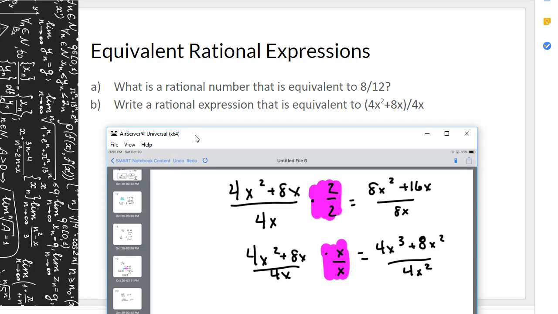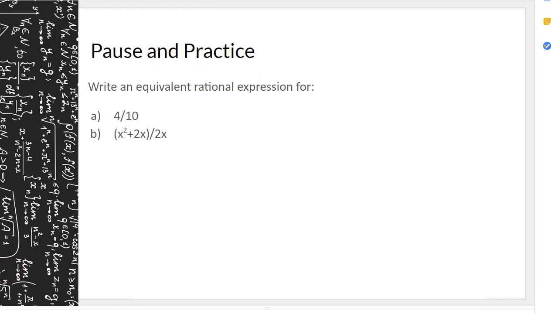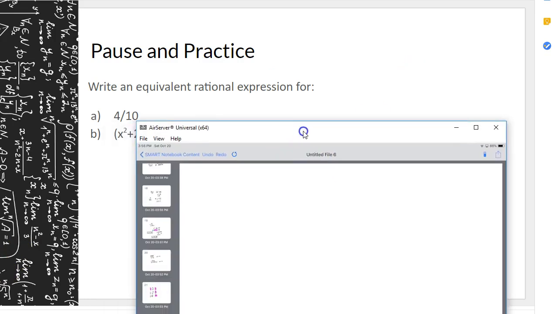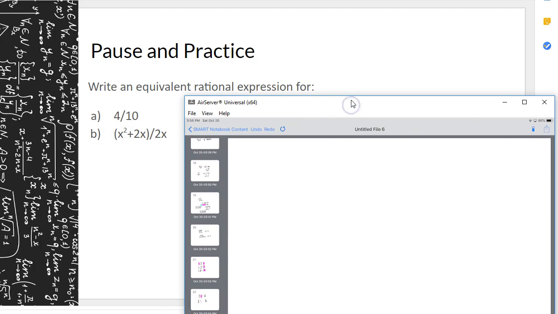X divided by x is 1, so we're just actually multiplying this expression by 1. So these are equivalent rational expressions. Now pause and practice. I want you to create your own equivalent rational expression for 4 over 10 and x squared plus 2x divided by 2x.